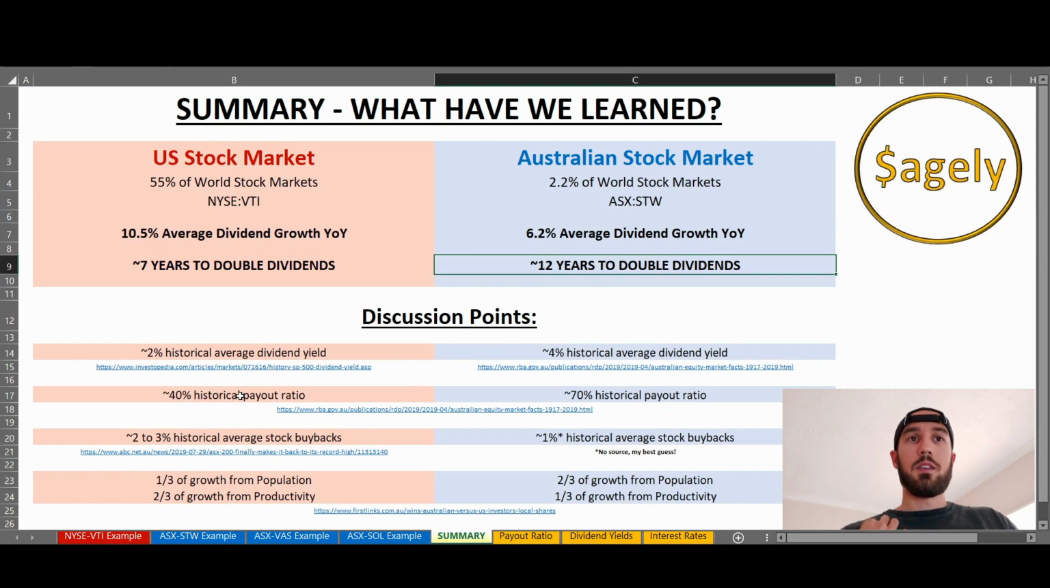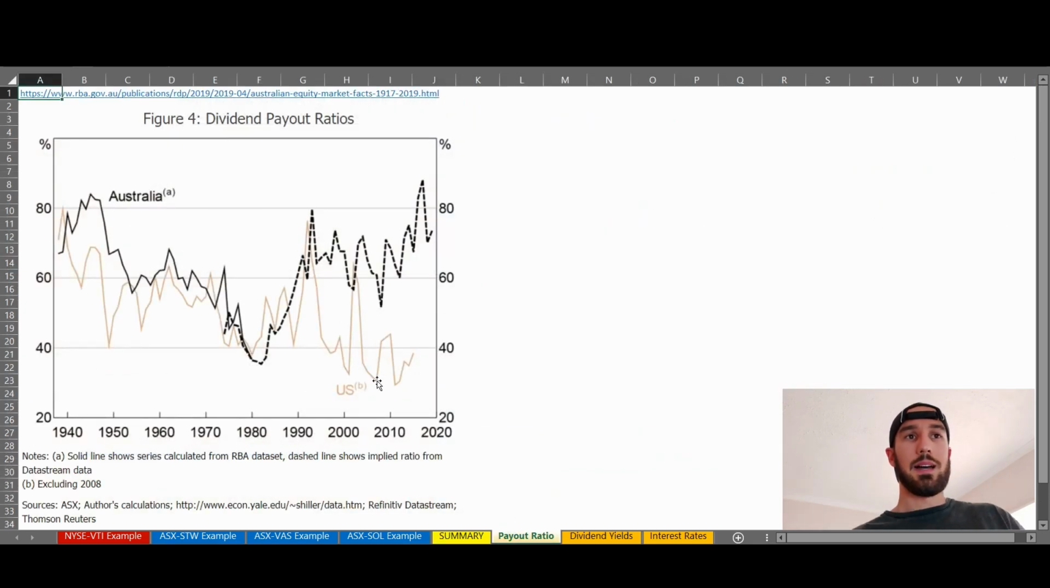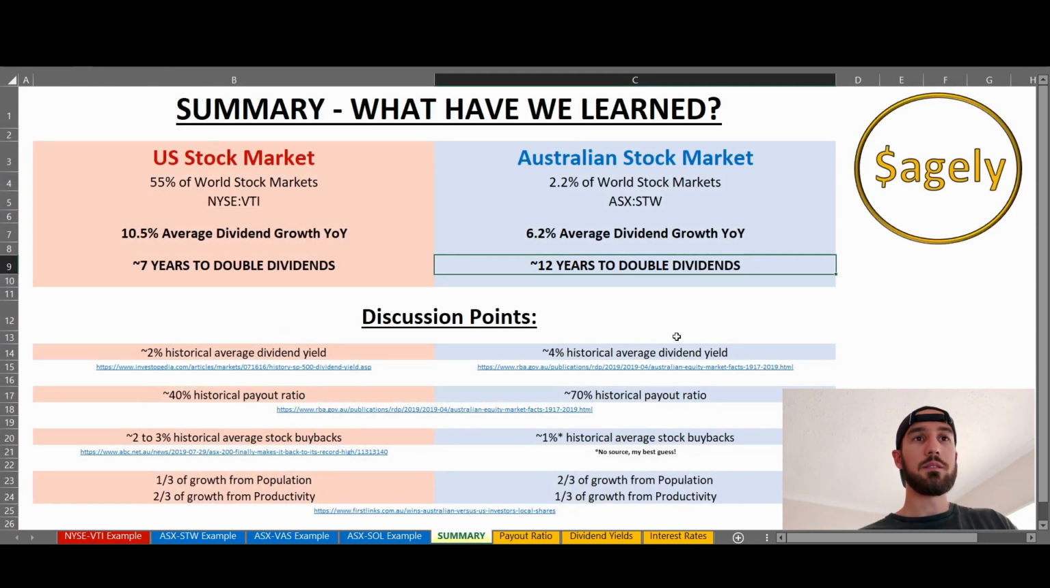Next, historically, Australian shares have had a much higher dividend payout ratio of 70%, contrasted to about 40% over in the US. If we look at this graph here, the last 10 or so years, 40% for the US and about 70% for Australia. Now, why is this? Well, there's good reasons behind it.